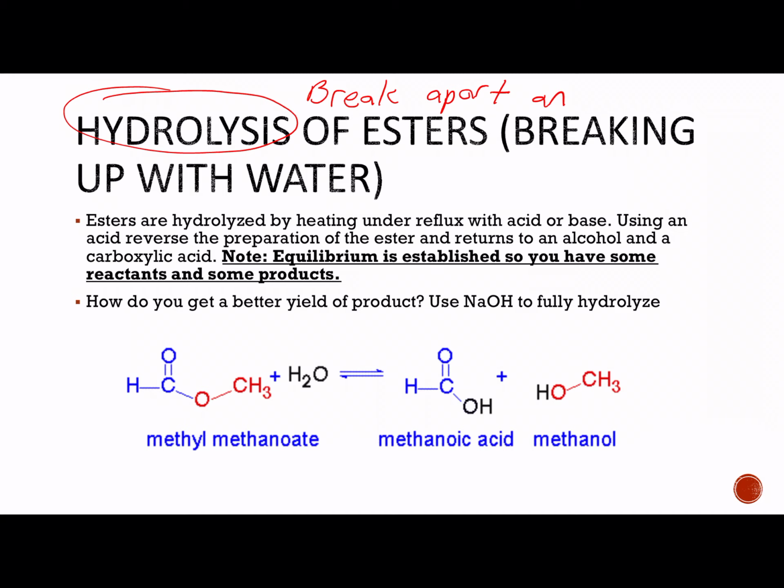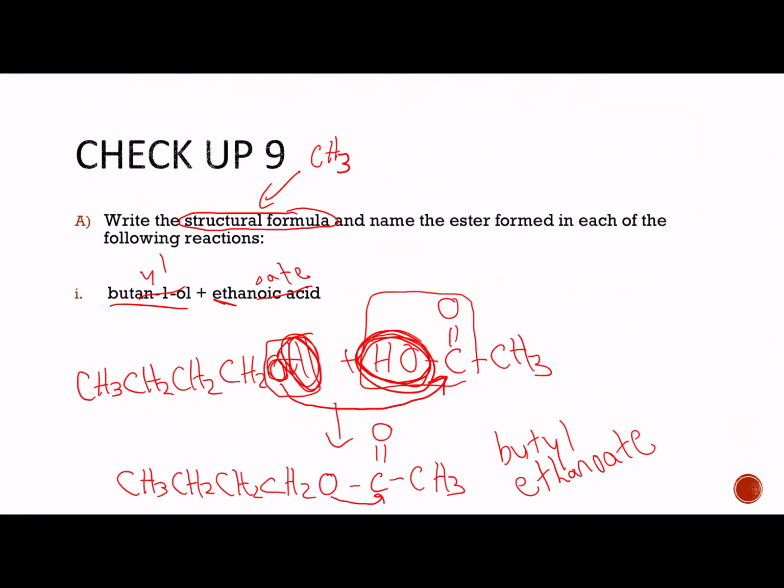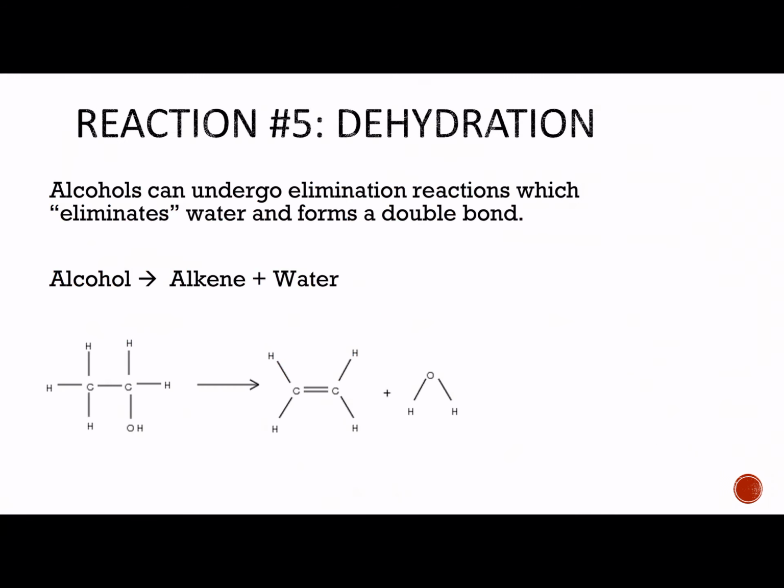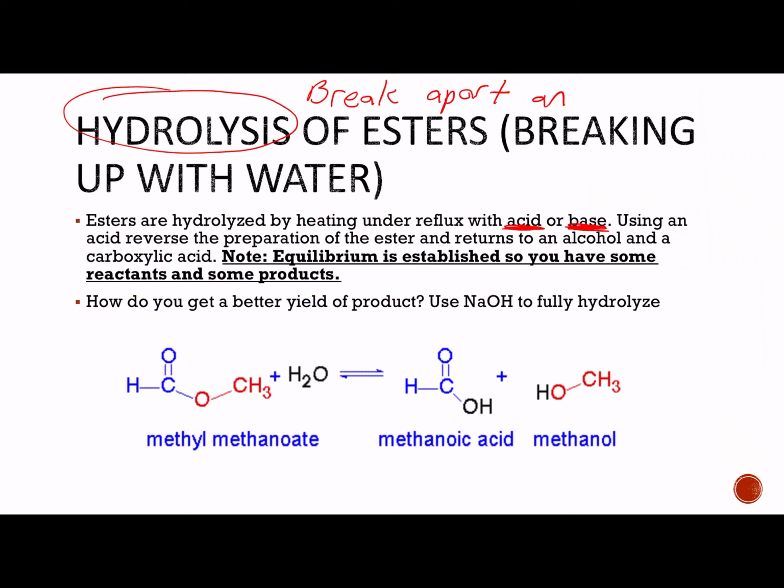To break apart an ester, you either use a strong acid or you use a strong base. So esters are hydrolyzed by heating under reflux with either strong acid or strong base. And let me go ahead and correct that. That's where I should have put that it was a base here. When I'm doing esterification, we can just memorize that it's H2SO4. For that, you don't have to memorize all the strong bases. But for this process of hydrolysis, you would have to write either a strong acid or a strong base.